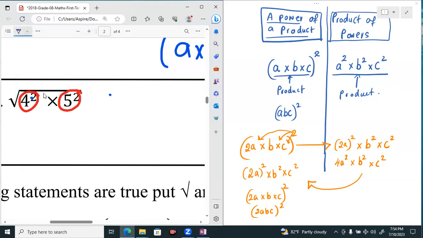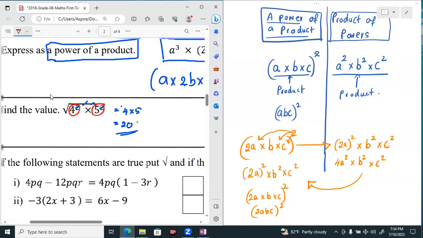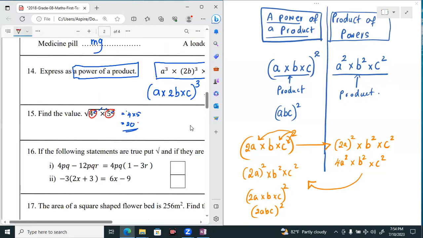The square is cancelled for square root always. And then what happened? This square root symbol is removed. Then we can write it is 4 into 5. Answer is 20. Then you are given 2 marks.